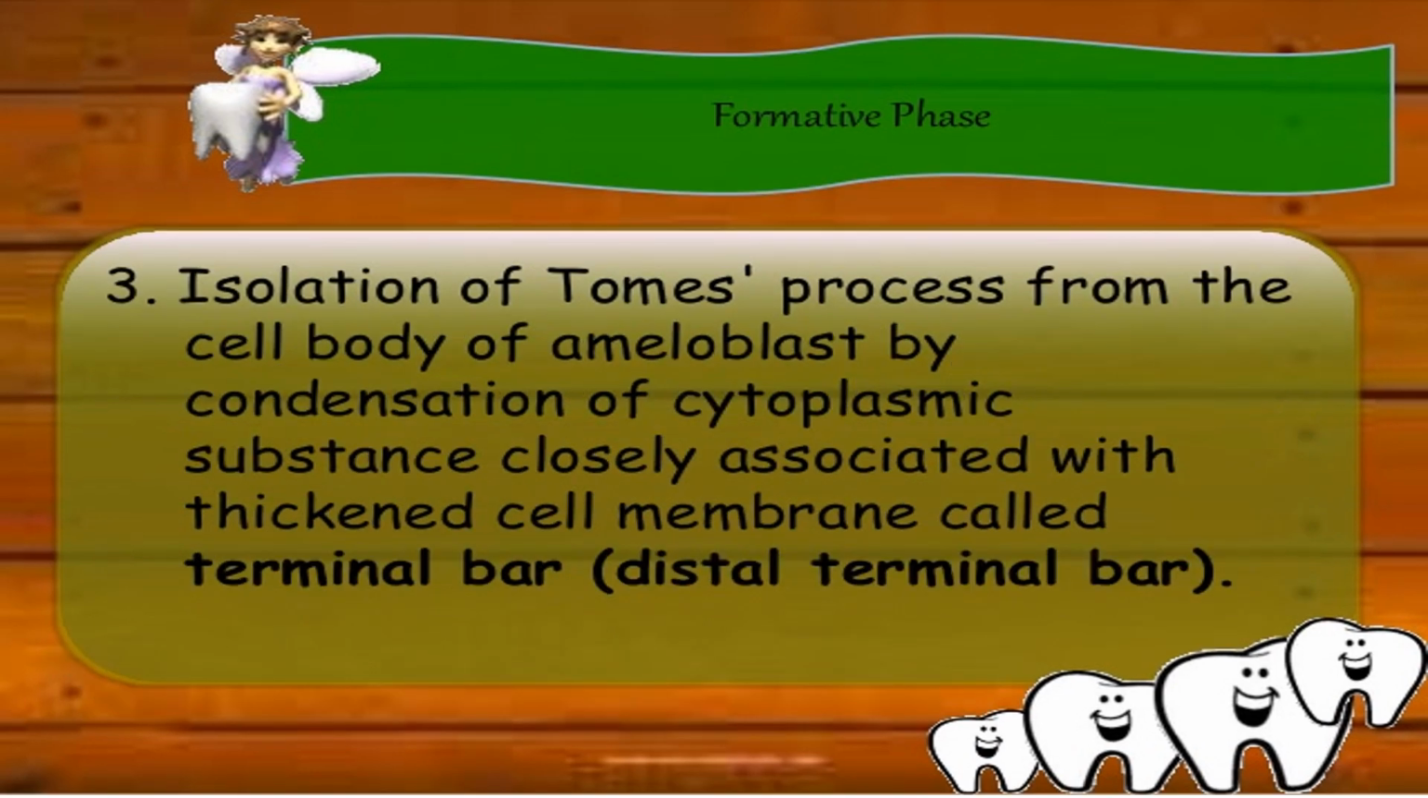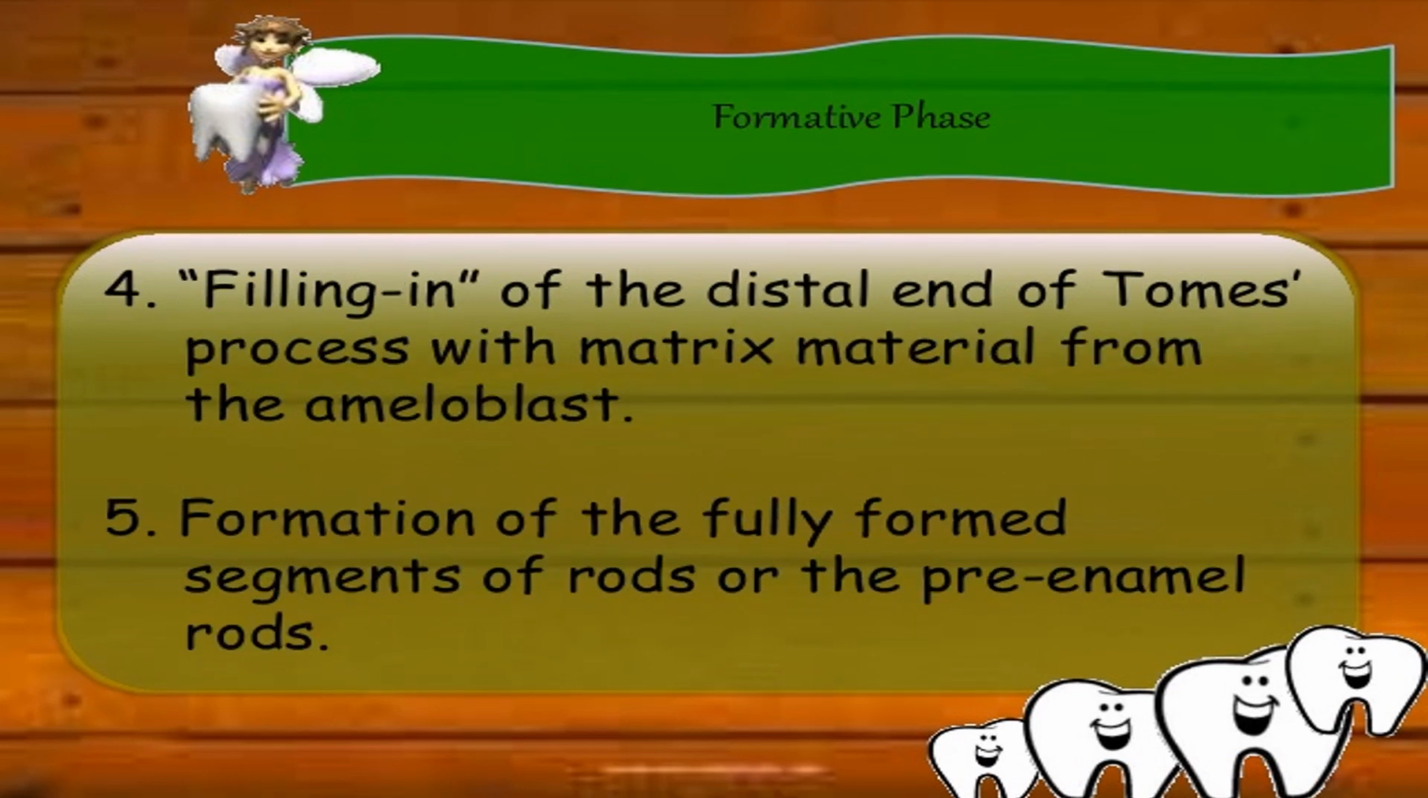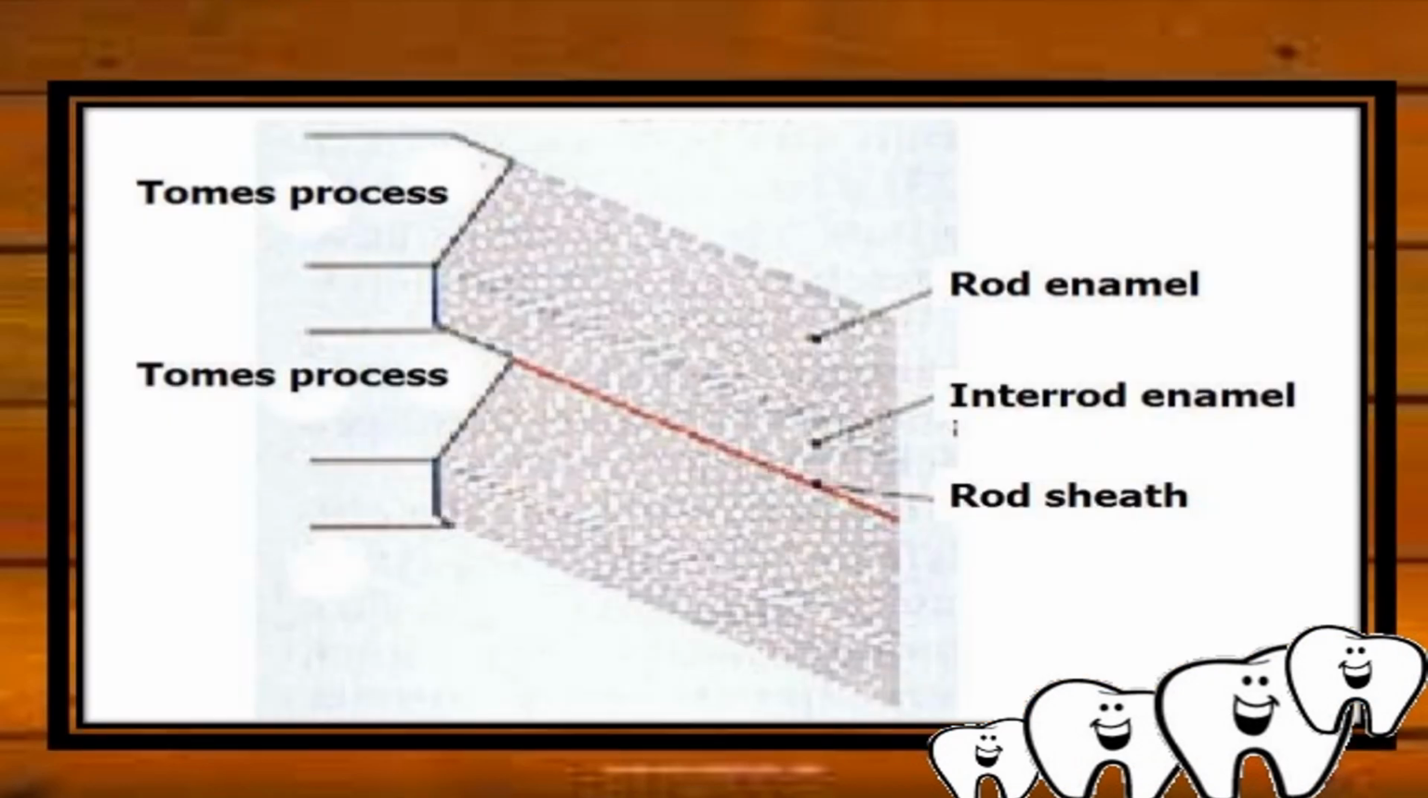Isolation of Tomes' process from the cell body of the ameloblast by condensation of cytoplasmic substance closely associated with thickened cell membrane called the terminal bar, also known as the distal terminal bar. Filling in of the distal end of Tomes' process with matrix material from the ameloblast. Formation of the fully formed segments of rods or the pre-enamel rods. See in this figure: Tomes' process, rod sheath, interrod enamel, enamel rods.